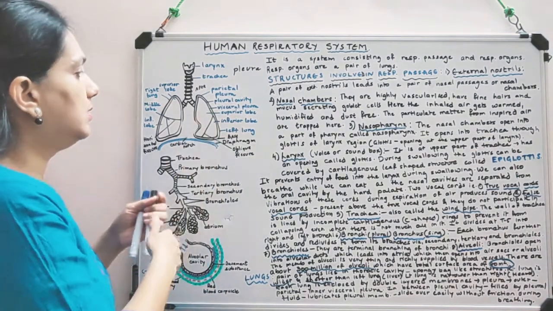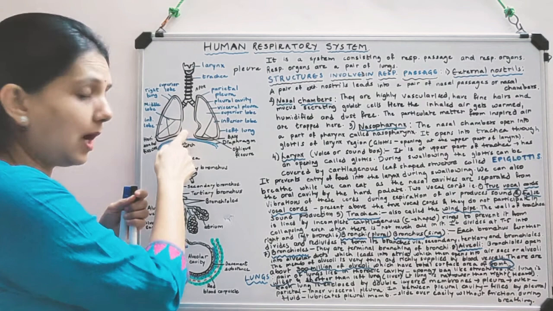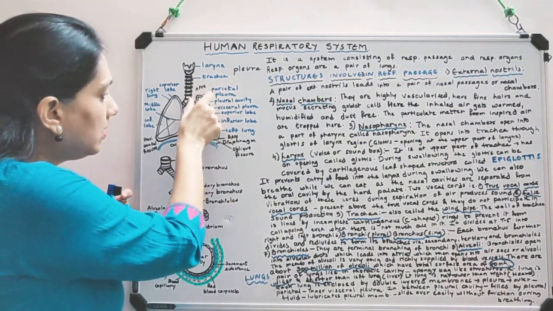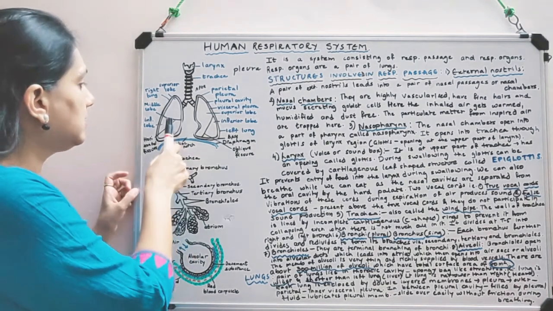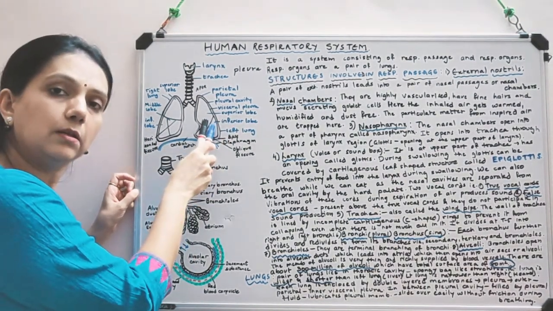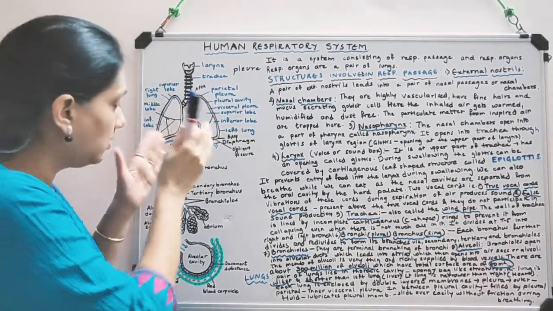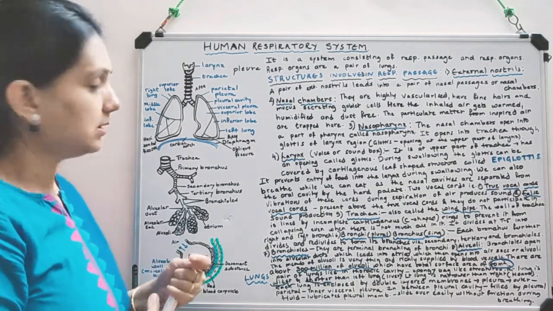But over here, because of the space occupied by heart, that is the place for heart, this is long but narrower. Okay. This is short and wide. This is long and narrow. So that is the difference between two lungs.